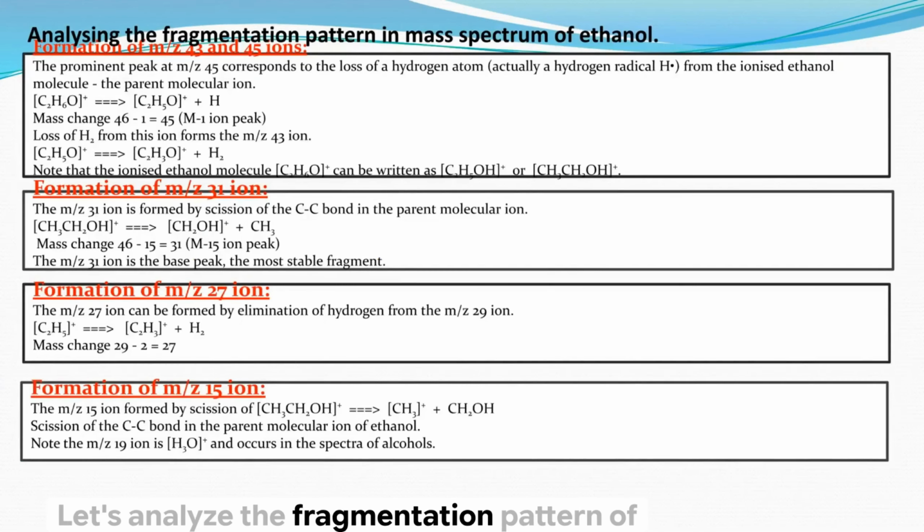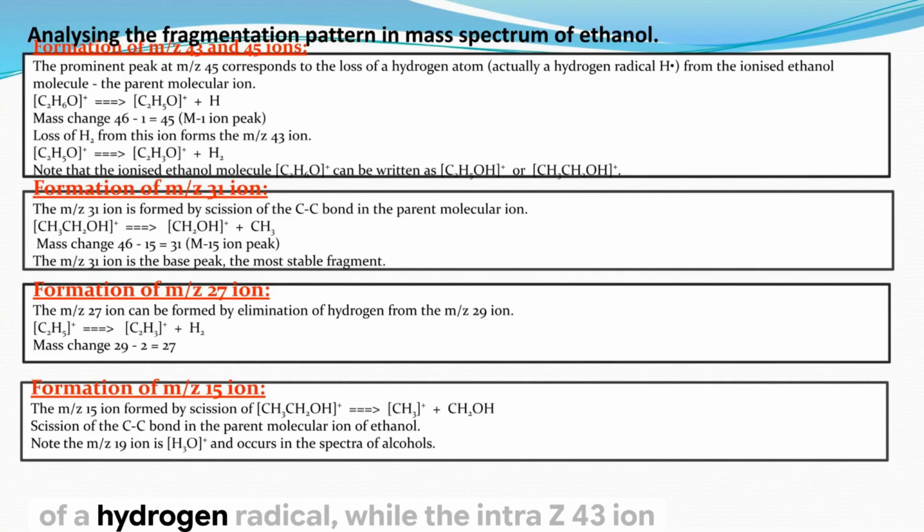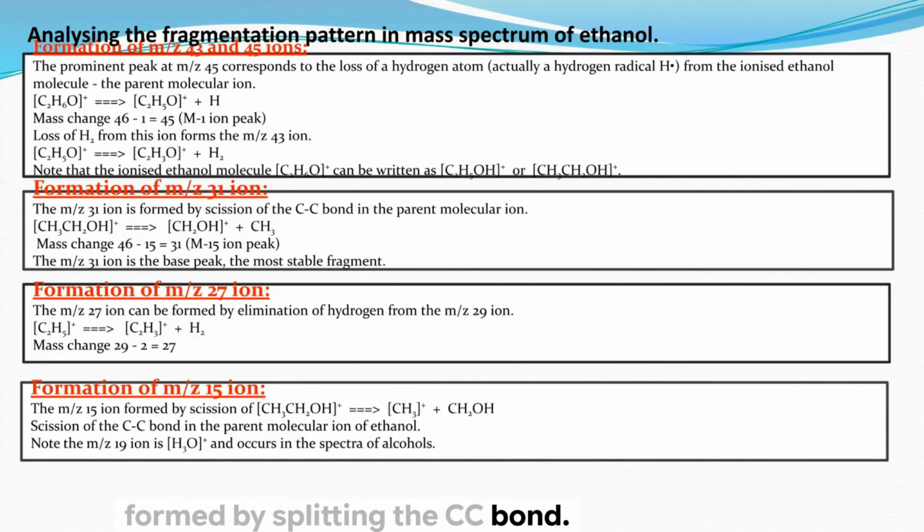Let's analyze the fragmentation pattern of ethanol in a mass spectrum. The peak at m/z 45 comes from the loss of a hydrogen radical, while the m/z 43 ion results from further loss of hydrogen gas. The m/z 31 ion represents the base peak, formed by splitting the C-C bond.